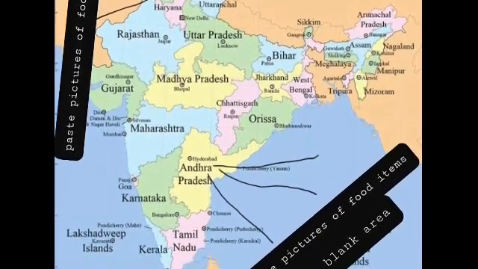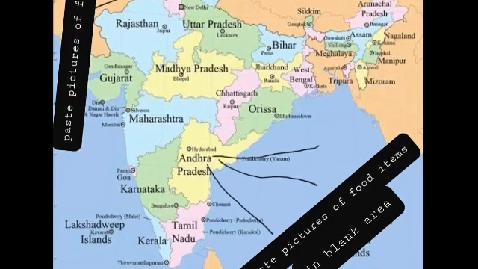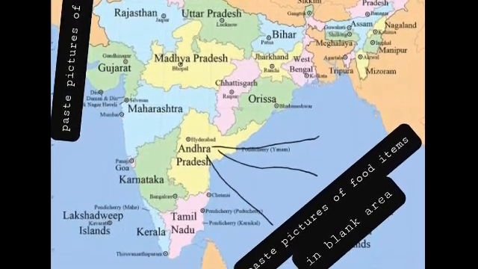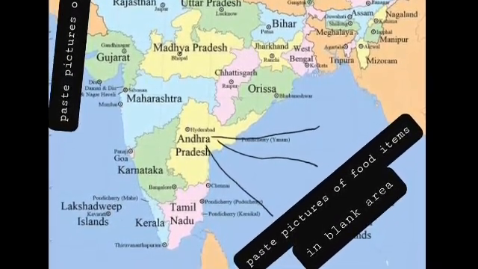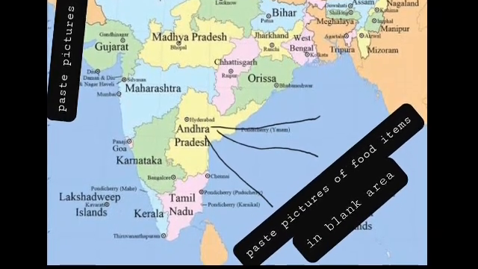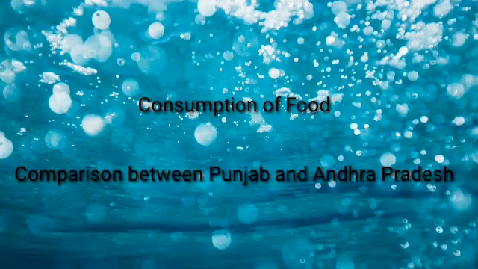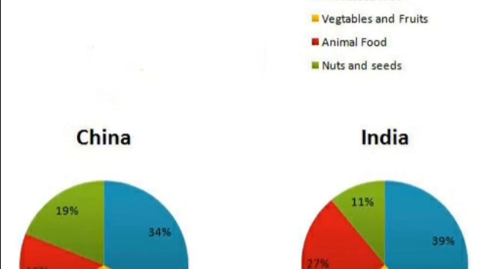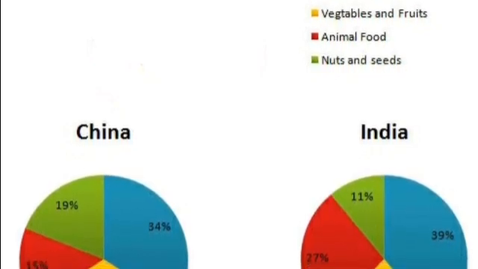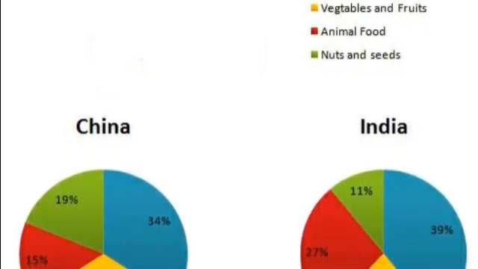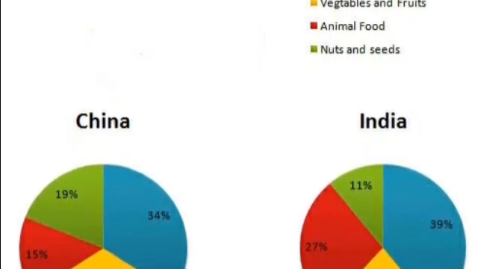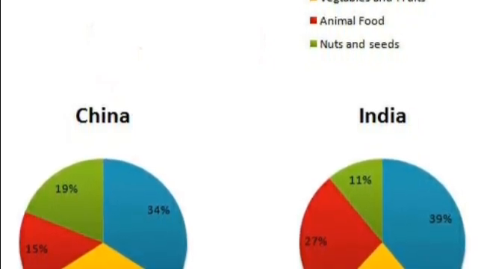And then you will take 5 food items from Punjab. Okay, you can take fruits as well, and 5 food items from Andhra Pradesh, and you will show that food items with the help of arrows. And then at last you will find out the information that how many people from Punjab and from Andhra Pradesh eat vegetable and fruits, and how many people eat animal food, and how many people eat nuts and seeds. You will find the percentage of each category and you will make a pie chart.